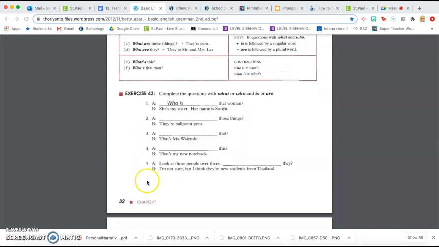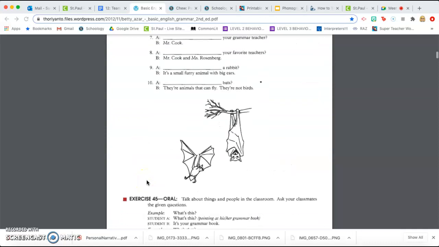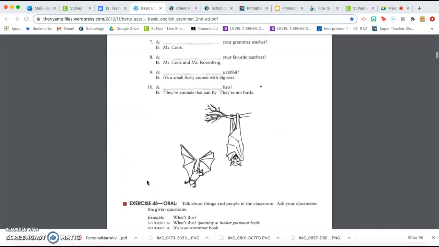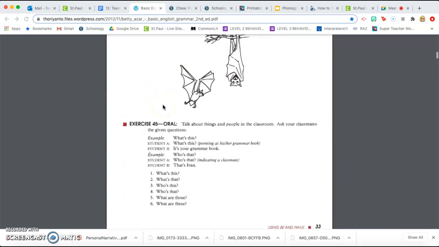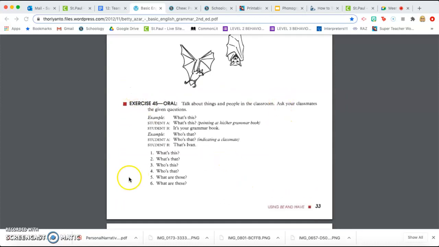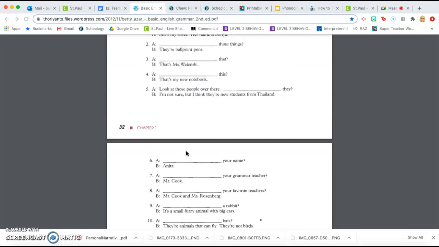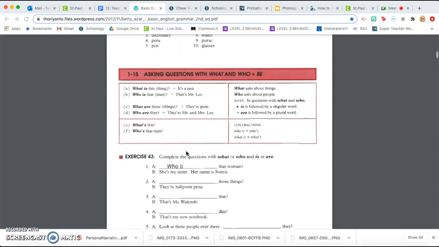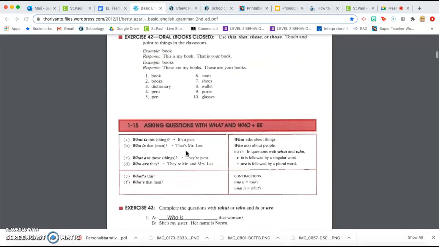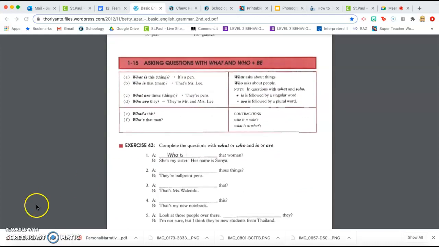So you are going to continue exercise 43. You're going to do 3, 4, 5 down here, and we'll stop at number 10. You do not need to do the 45 oral because you don't have a partner at home to talk to. So just numbers 3 through 10, and then you can submit it to Schoology. We will begin our review, and we will soon have a test.